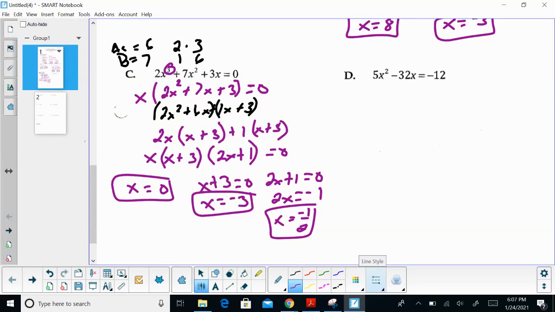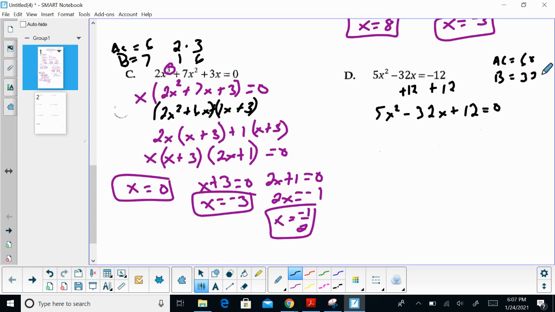Just going to keep going along here, trying the examples. This one, I don't have it solved for 0, so that's the first thing I need to do. Okay, now let's see if I have any greatest common factors. I don't in this case, and my lead coefficient is 5, so I have to use the AC method, which AC would be 5 times 12, or 60, and B equals 32.